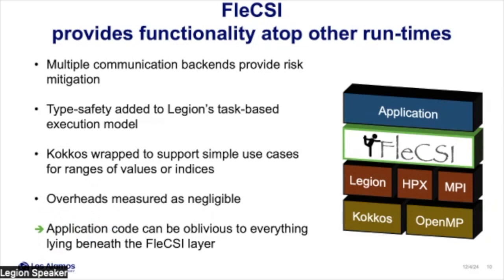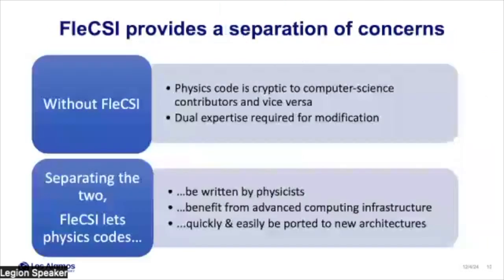So this was started in the early days of Legion, and Los Alamos wanted to try Legion without committing to it. So all FlecSI applications can run on either a Legion backend or an MPI backend from the beginning. And recently, they've added an HPX backend. And of course, data parallelism is addressed through Kokkos or OpenMP or your choice there.